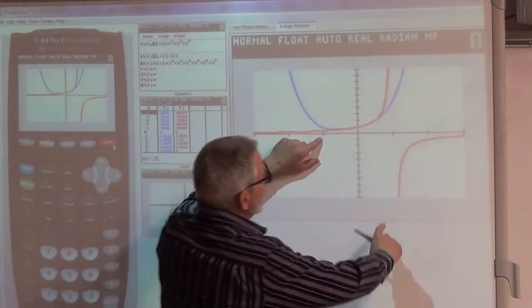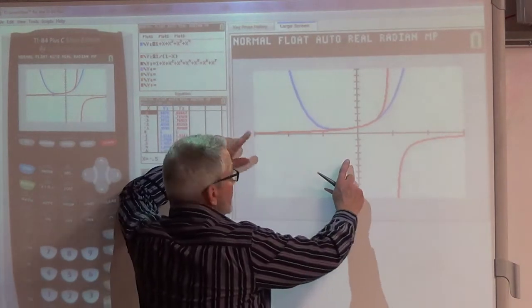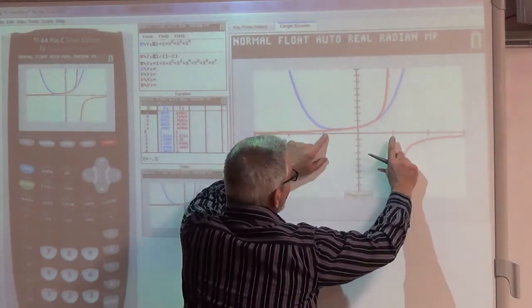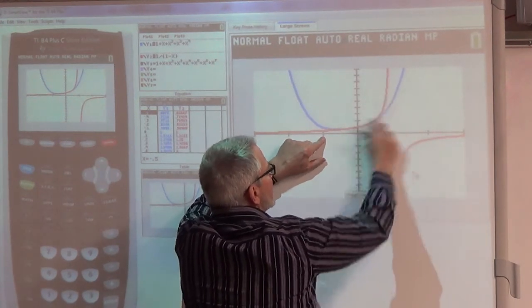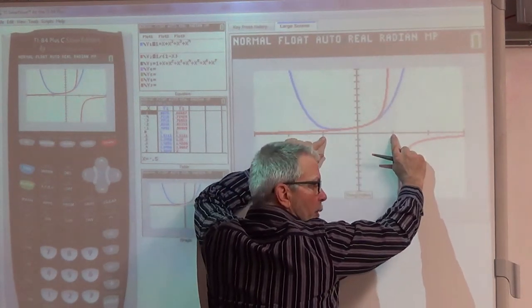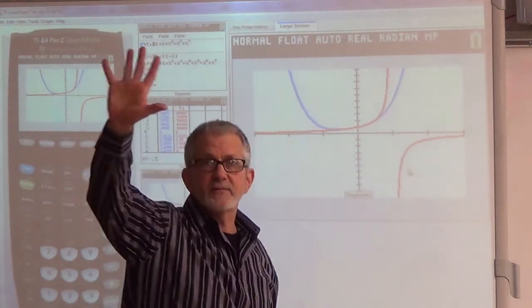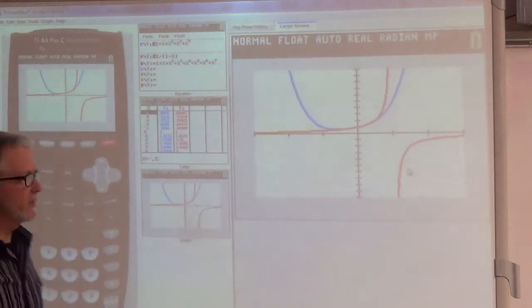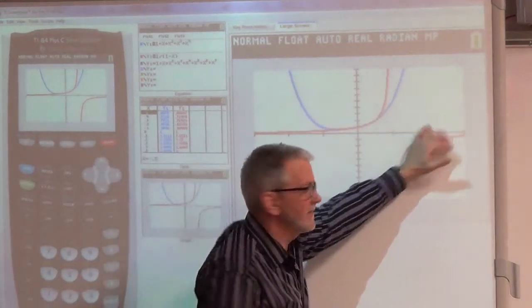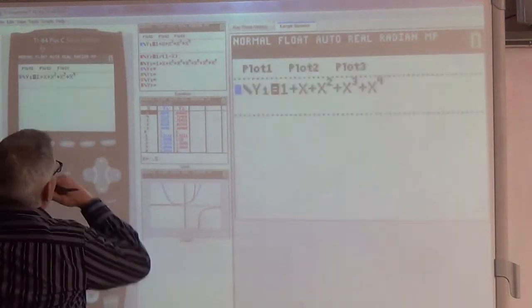But look at this. I've got my x window from -3 to 3. Look what happens between -1 and 1. Oh, the red curve is almost exactly the purple curve. Keep in mind, I only have 5 terms of that polynomial. Let's add a couple terms to that polynomial. This is amazing. Let's add a couple more terms.